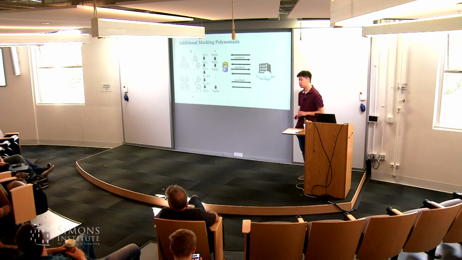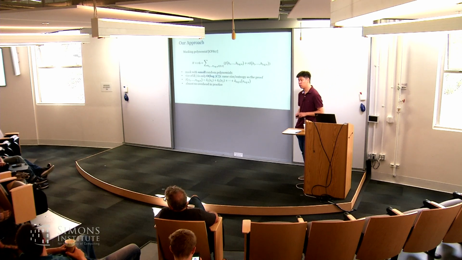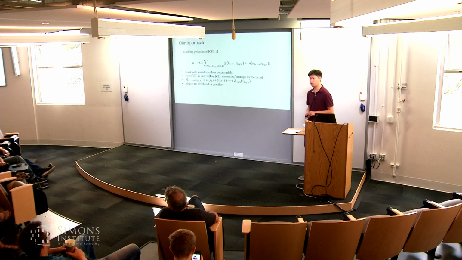Question about the previous approach with the zero knowledge equality test. Can you somehow batch them? Yes, you may save some constant factor, but I'm not aware how to save asymptotically.